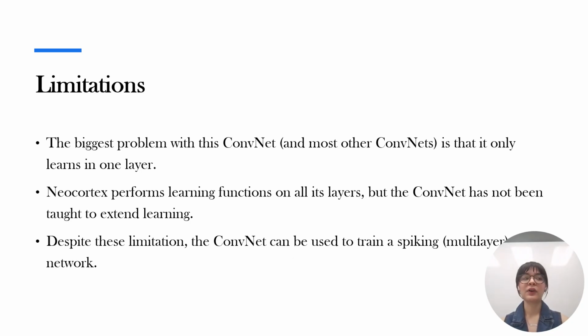The ConvNet has a few problems, but the largest limitation with the ConvNet in this study and most other ConvNets is that it only learns in one layer. The neocortex performs learning functions on all of its layers, but the ConvNet has not been taught to extend its learning. For instance, all of the modules I talked about exist only on one level of this artificial intelligence network. But this is not a limit that's on the human brain. One of the biggest struggles of scientists and engineers today is to determine how to create layered learning in AI. But despite these limitations, the ConvNet is useful in training spiking or multi-layered networks.